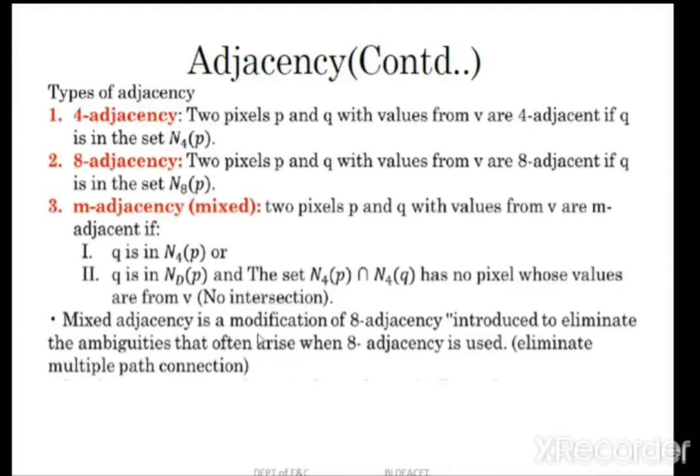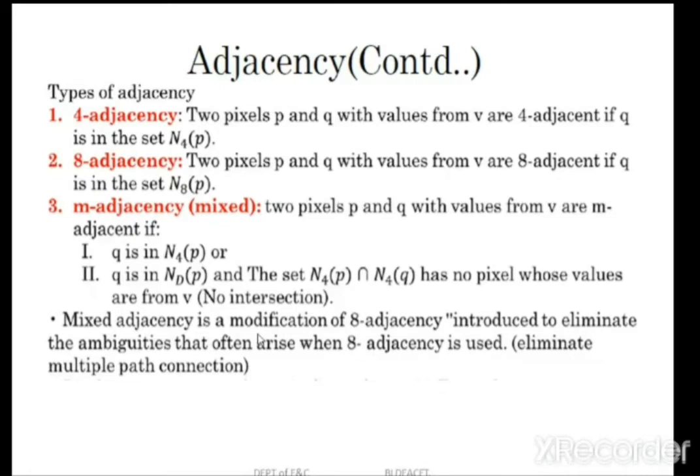The 2 pixels P and Q are said to be 4 adjacent if Q is in the set N4 of P. So always the adjacency is defined with respect to the set of values defined by V. V contains some intensity values. Now I can say that the 2 pixels P and Q with values from V are 4 adjacent if Q is in set N4 of P or P is in set N4 of Q.